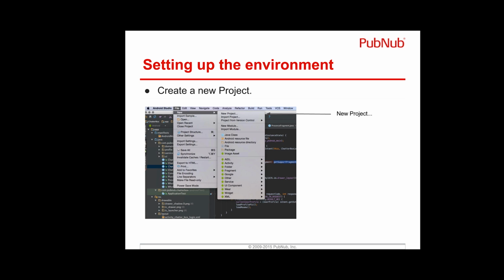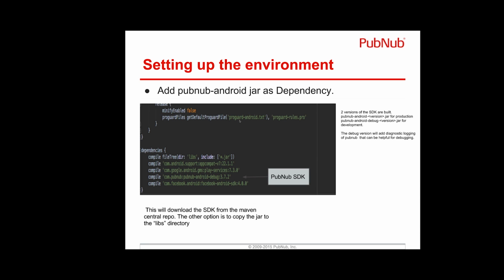So creating a new project is very, very simple. Once you have the Android Studio installed, this is what the UI looks like. Just do a file new project, and it gives you a variety of options for creating new elements in your project off the file new. Once you do a new project, it will ask you where you want to store that project, and it will generate the project for you. At that point, you have a working Android application. Now you need to start integrating the PubNub SDK.